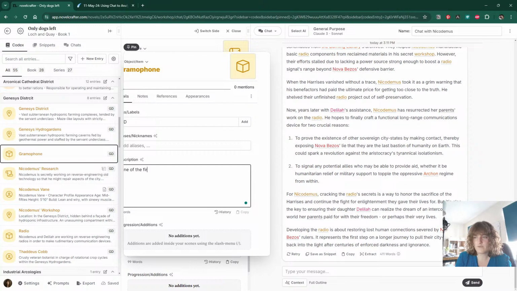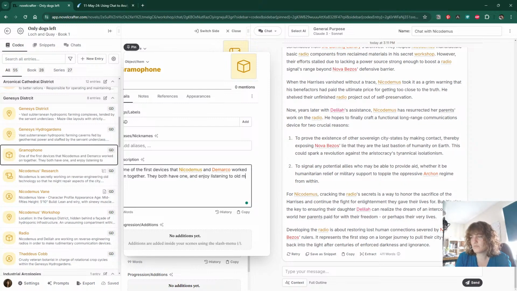One of the first devices that Nicodemus and DeMarco worked on together. They both have one and enjoy listening to old music on it. Although now I'm thinking, like old music, like now we've had the resurgence in recent years, like Taylor Swift is just playing because that's old music that has a record.